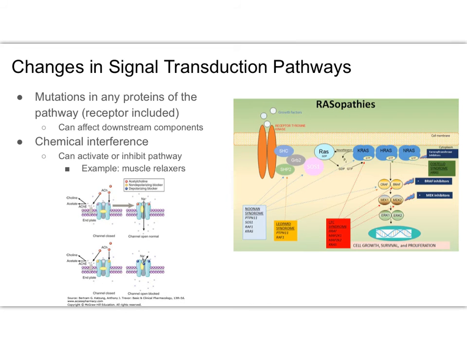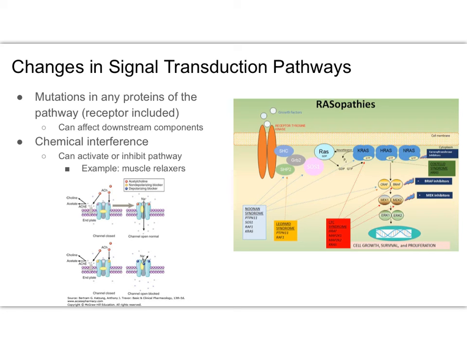So the last thing we're going to look at here is, what if there are changes in the signal transduction pathway? How does that affect things, and what happens here? So let's say there's a mutation in any protein along the pathway. It could be in the receptor, because those could be proteins. It could be along those protein kinases along the cascade. Any kind of mutation along the way can cause the downstream components of this pathway to malfunction.